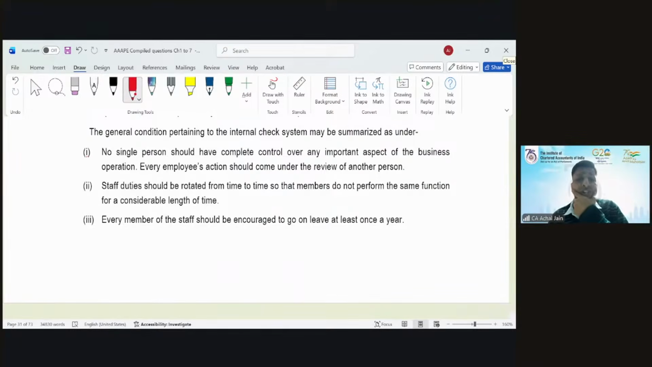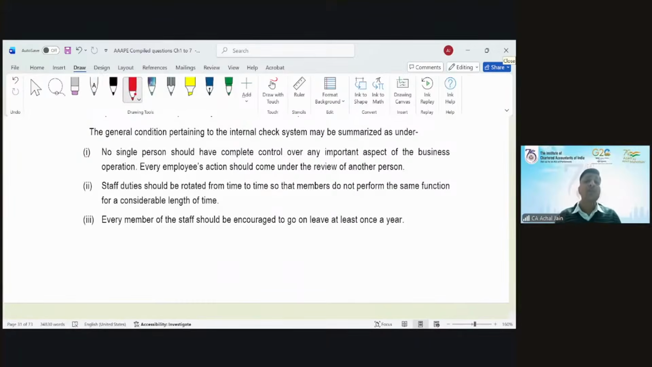Every employee's action should come under the review of another person. Okay, that's the basic requirement with which the control is always established. Staff duties should be rotated from time to time. For example, if you look at banks, we are all familiar with banks. You visit any branch of a bank. After some period of time, what do you see? A person who was doing some work has now been assigned some other work. So there's a shift in the job responsibilities. They are also moved from one branch to another. That is nothing but a system of control they have put in place, right?